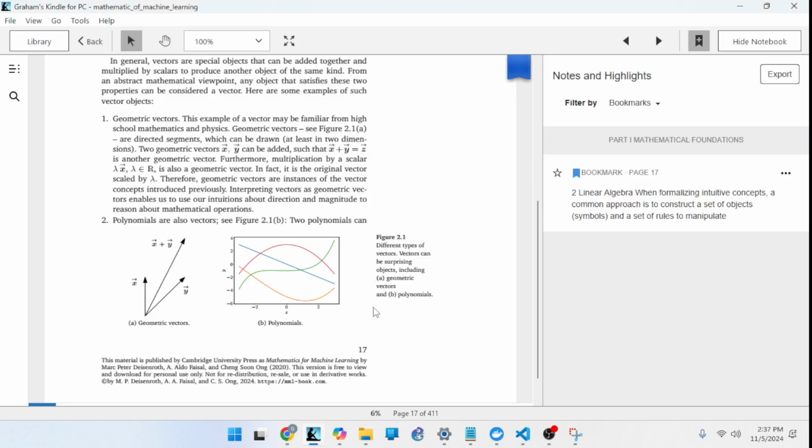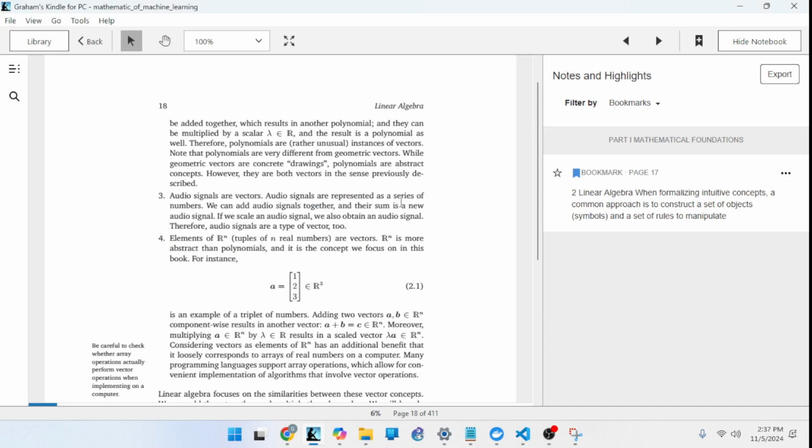And I opened Copilot by accident. That's okay. All right, so number 3, audio signals are vectors. Audio signals are represented as a series of numbers. We can add audio signals together, and their sum is a new audio signal. If we scale an audio signal, we can also obtain an audio signal. Therefore, audio signals are a type of vector too.